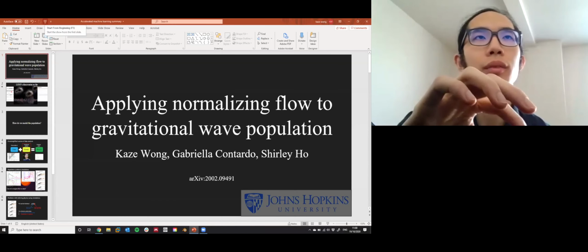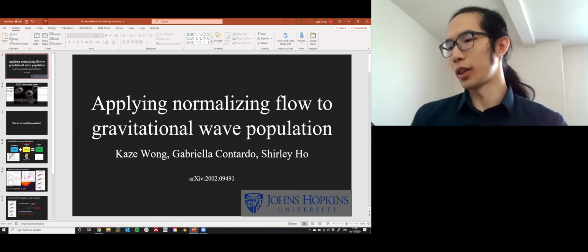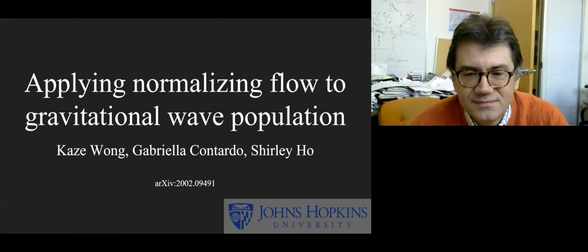All right, time to move on to Kaze Wong, a graduate student from Johns Hopkins, who's going to be talking about simulation-based gravitational wave population inference with normalizing flow. Kaze, are you online? And hello, can people see my screen? Yes, we can. Okay, cool. I'm going to start a timer so that I also don't overrun.